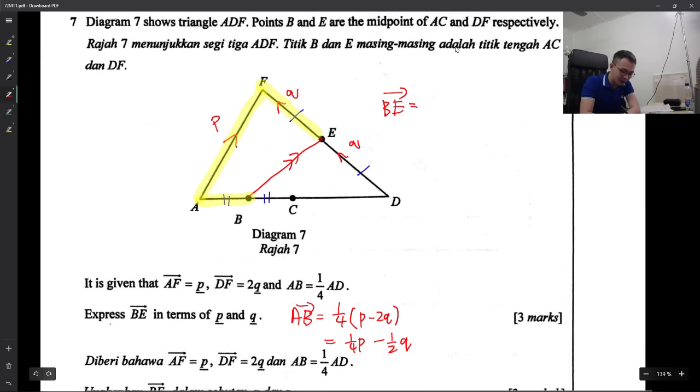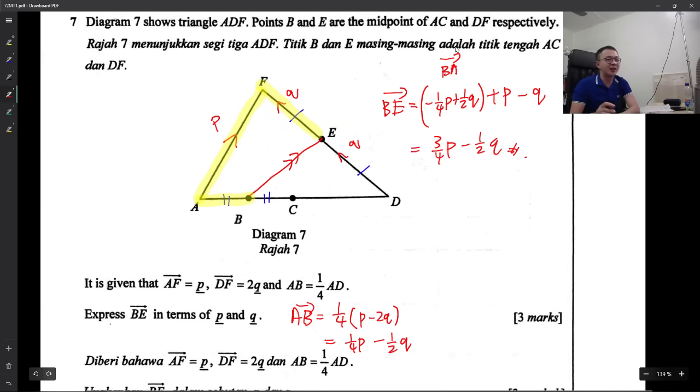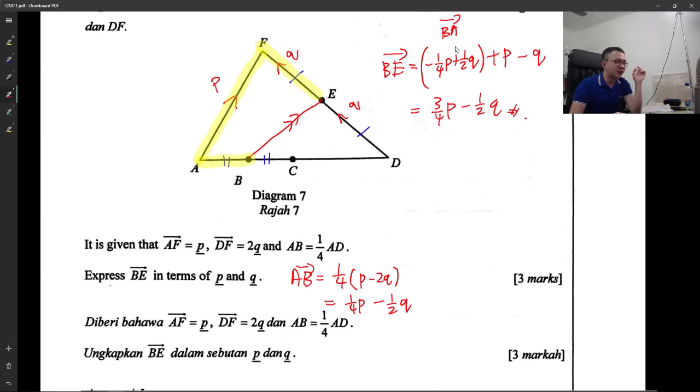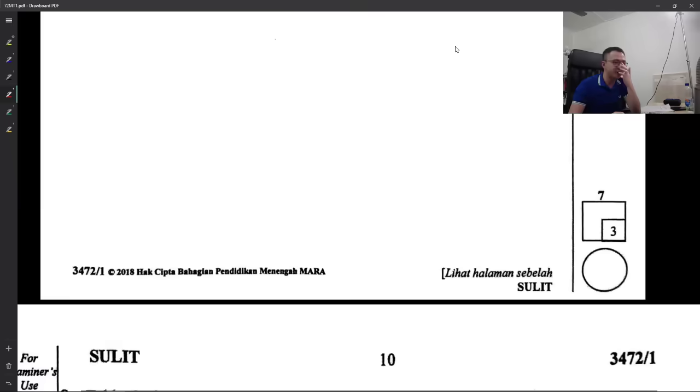So therefore, now I got AB, I want BA. So it will be flipped over. So it will be negative 1 over 4 P plus 1 over 2 Q. I add a negative for it because it's opposite direction, because this is BA. Okay, BA plus AF. AF is simple, is P. Plus FE. FE itself should be minus Q. So then I will solve it. I will get 3 over 4 P minus 1 over 2 Q. Yeah, that's all. Okay, this is how we do this kind of question. So it's quite simple. I will move on to the next question.